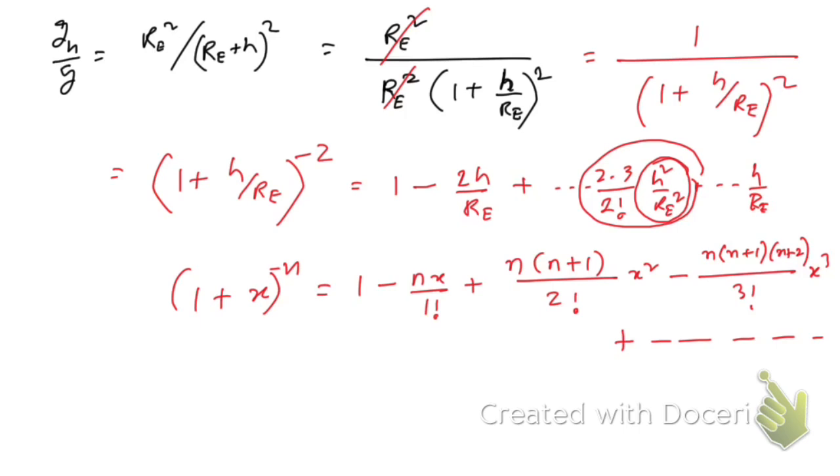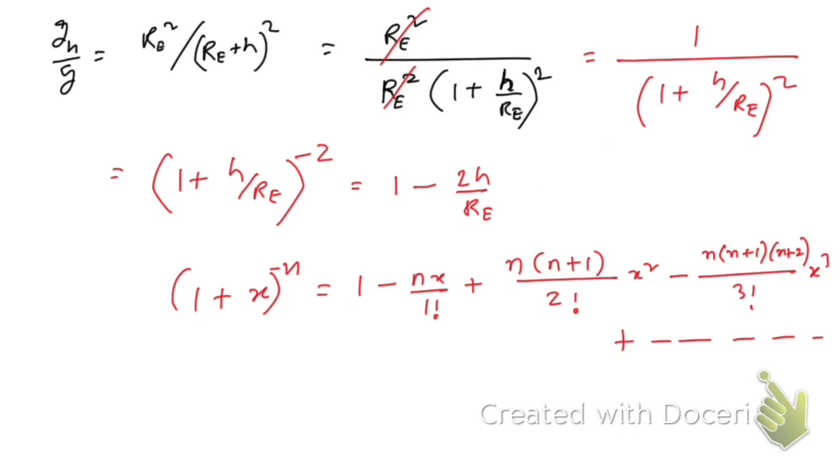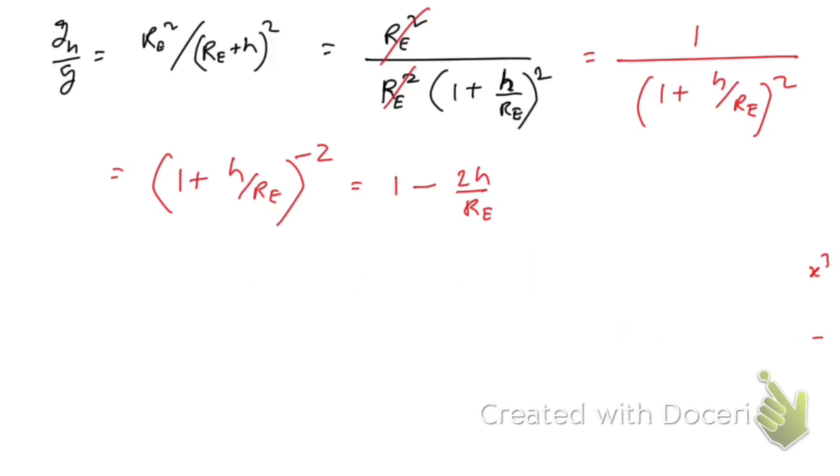Okay, on what condition will these terms be neglected? That condition is if h by Re is very less than 1. That means when h is very less than Re, in that case h by Re will be very less than 1, then we can write g_h by g is equal to, sorry, let me write this properly, that's what we're going to have.